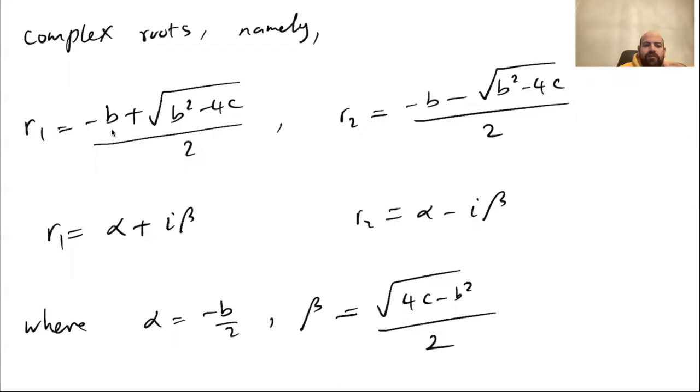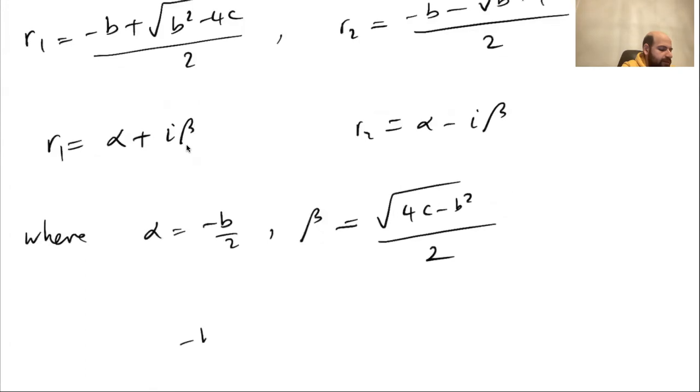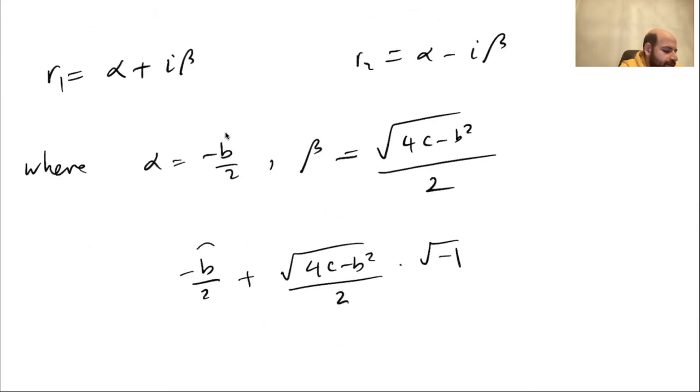Because we can write this one as minus b over 2 plus, instead of root b squared minus 4c, because b squared minus 4c, according to my assumption, is negative, I can write it as root 4c minus b squared times root minus 1. Root 4c minus b squared times root minus 1 is the same as root b squared minus 4c, and then divided by 2 as well. So basically, this is my alpha and this is my beta.